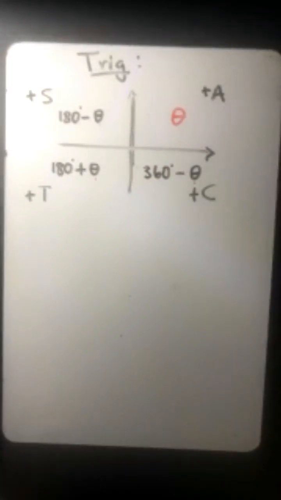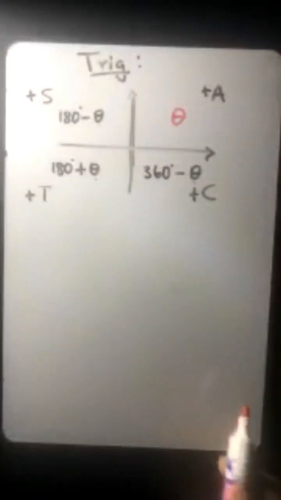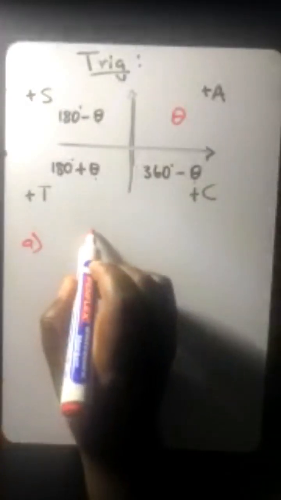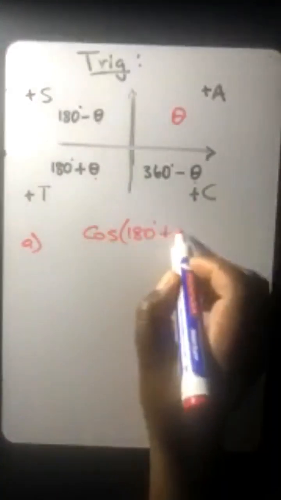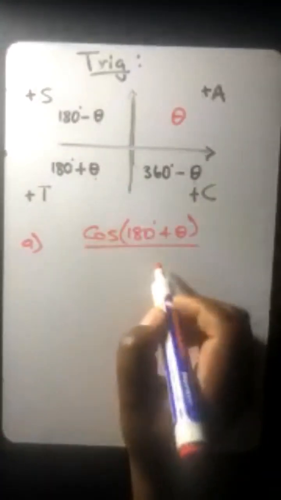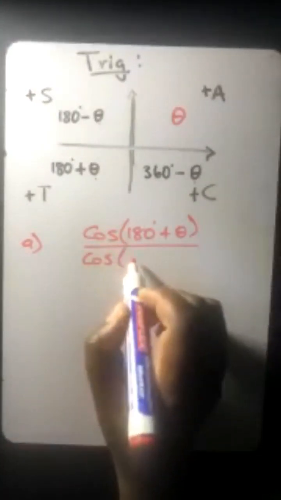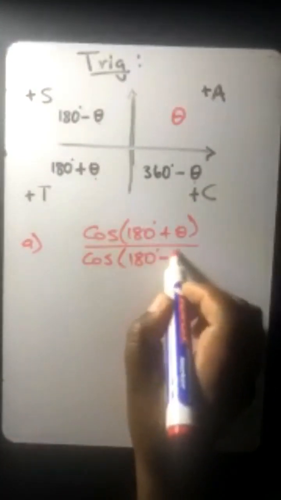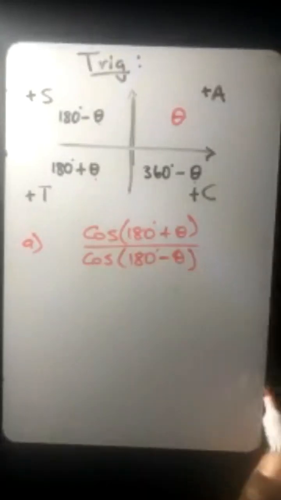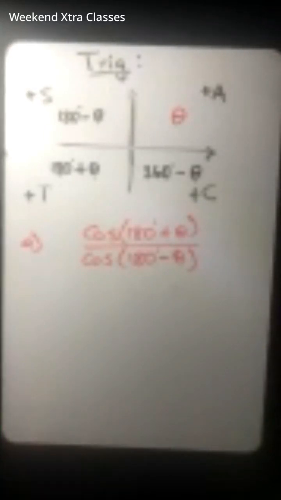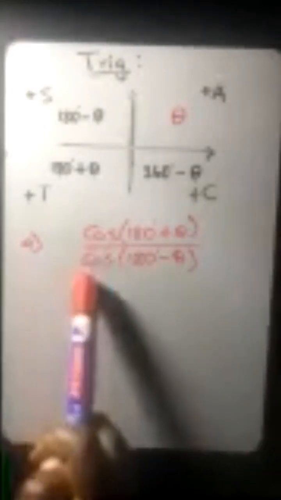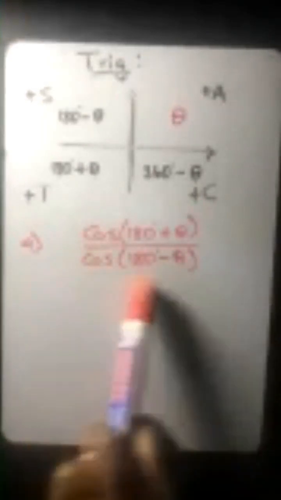And in an exam or in a test, they will give you something similar to this, but it's going to be a bit more complicated. Let's say they could give you this and say cos of 180 degrees plus an angle over cos of 180 degrees minus an angle. I'm not sure if there's anyone who can tell. With this type of problem, are we solving or are we simplifying?